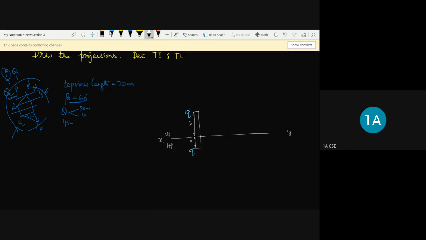Now what is given? He has given that beta is 60 degrees, and we are going to construct it here. I'll just draw a line, and we are going to cut this line with the top view length, which is given as 70 mm. So this is nothing but point P. Point P we know. Now draw the locus through this P.